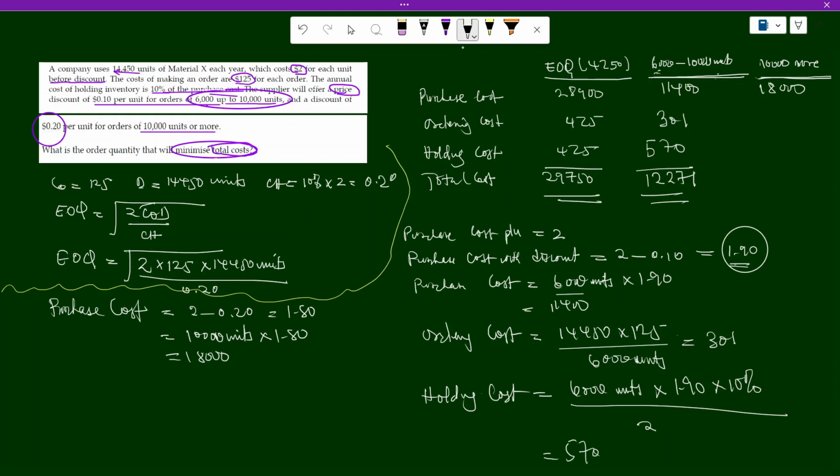Okay. Now let's look at the cost of ordering. So the cost of ordering per annum is going to be the total purchases, which they are giving us a discount on, which is 10,000 units times the ordering cost, which is 125, divided by the economic order quantity. Okay, sorry.